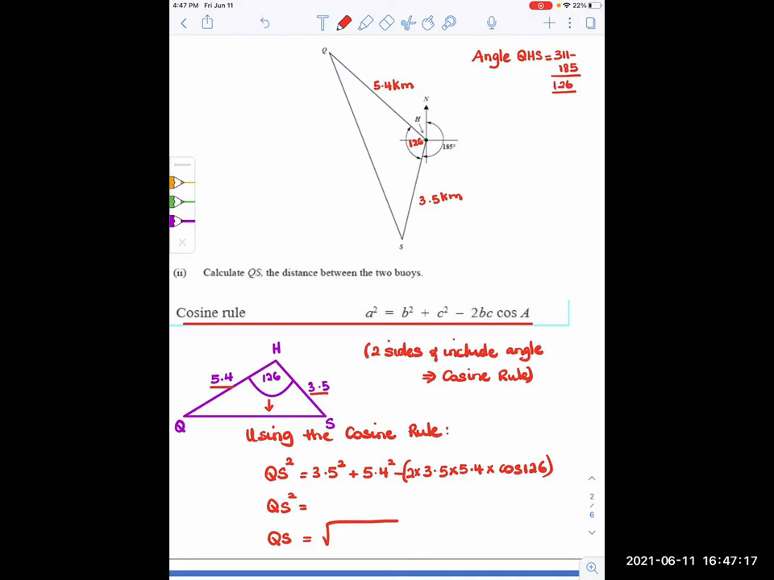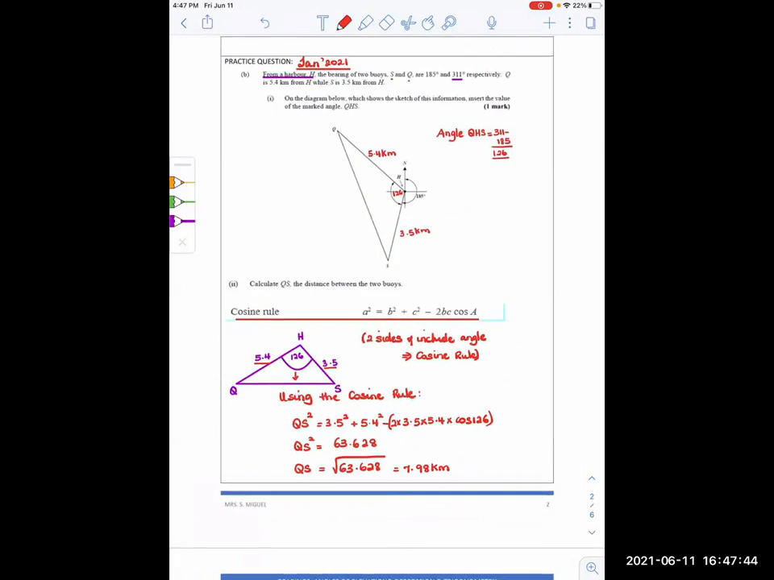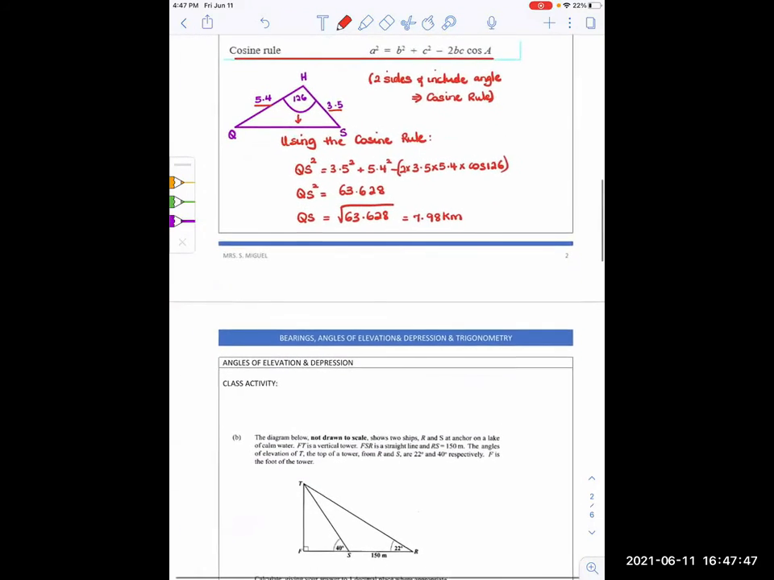All right, here I have the square root, not the square root yet. This part here is 63.628, and the square root of that to 2 decimal places, I have 7.98. Do you all have that? Yes, miss. All right, very good. So that was part 2. Let us see what they ask in part 3.